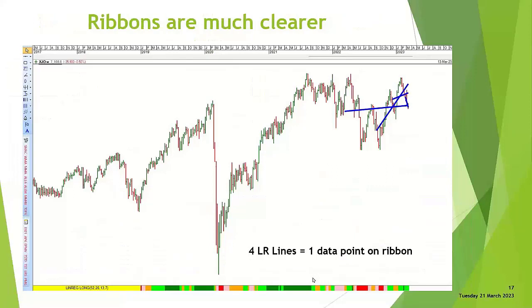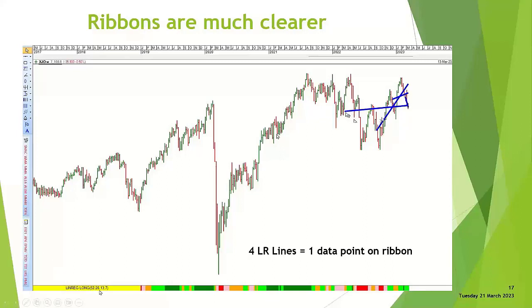So I obviously am a proponent of ribbons, and what I have here is a mechanism that turns 4 linear regression lines into one ribbon. I have said that I want to do the analysis based on 4 lines. There are the 4 lines. Those 4 lines look like a 7, 13, 26, and a 52.